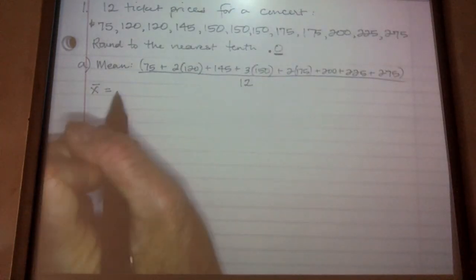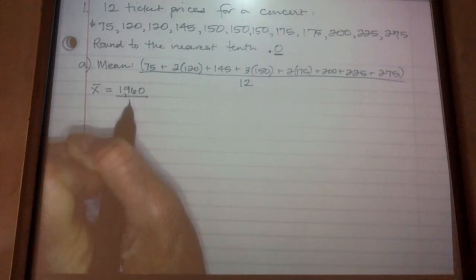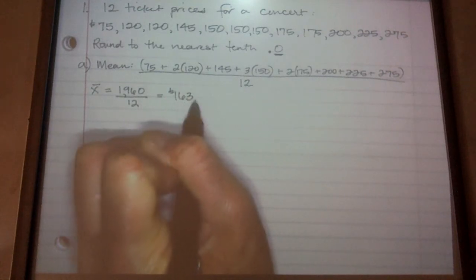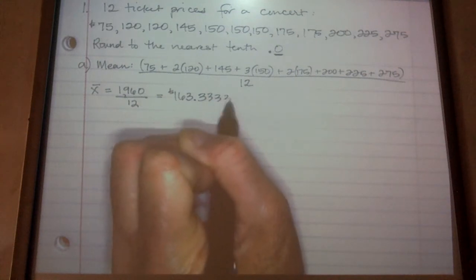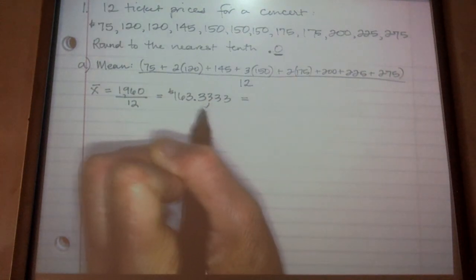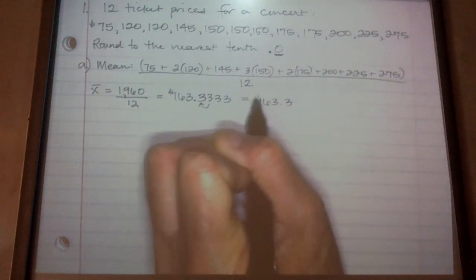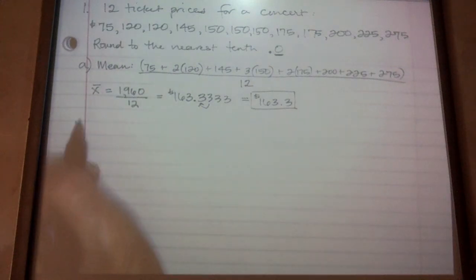I got a total of 1,960, divided by 12, and I got 163.3. Notice I rounded to the nearest tenth because it looked like this. Because I'm rounding, this doesn't round it up, so I get 163.3. So there's my mean.